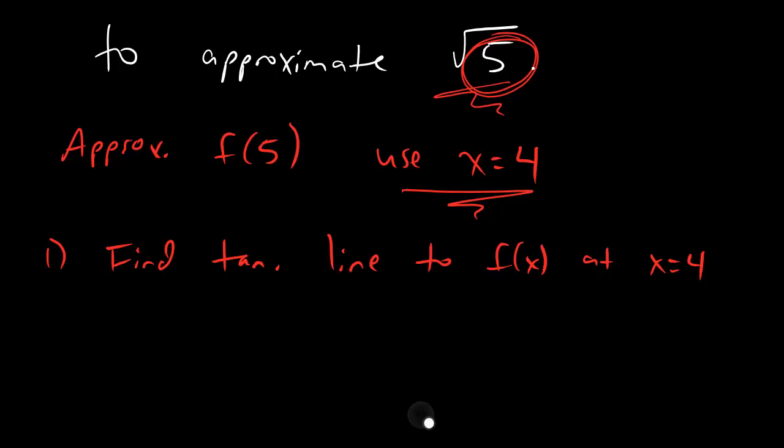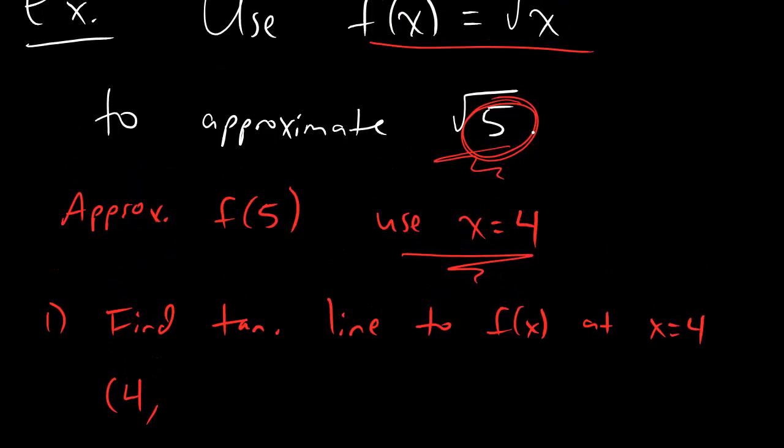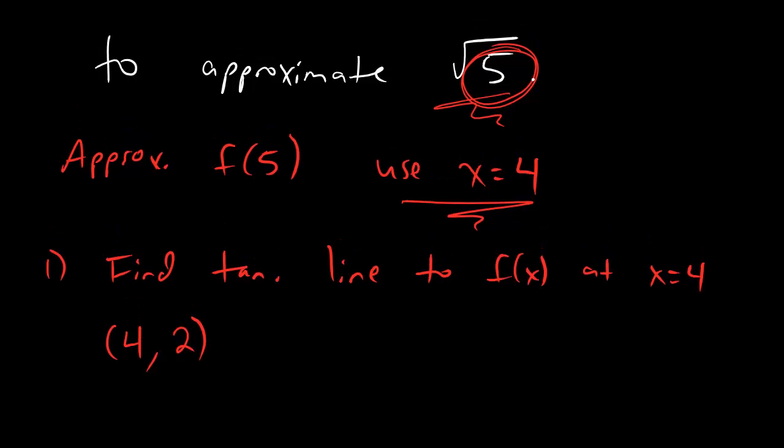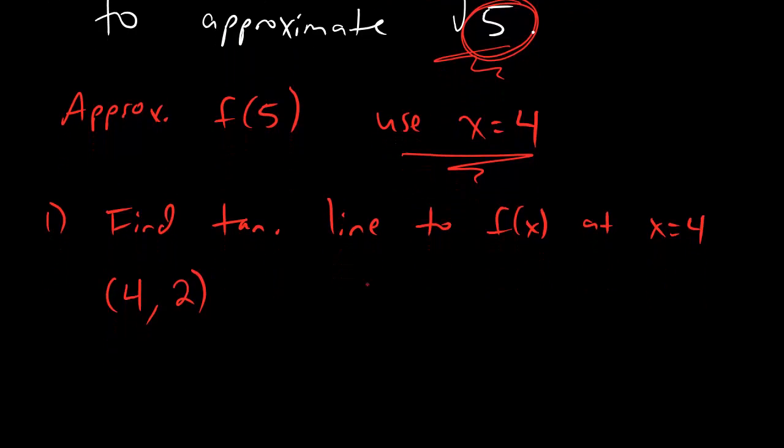So we want to find the tangent line, and to do this, we're going to need a point. We know that our x value is going to be 4. Plugging 4 into the square root function, well, the square root of 4 is 2, so that's our y value. Our point is 4, 2. No big deal. Now the next thing we need to do is calculate the slope, and in order to do that, we need the derivative. So first thing that we want to do is find the derivative.